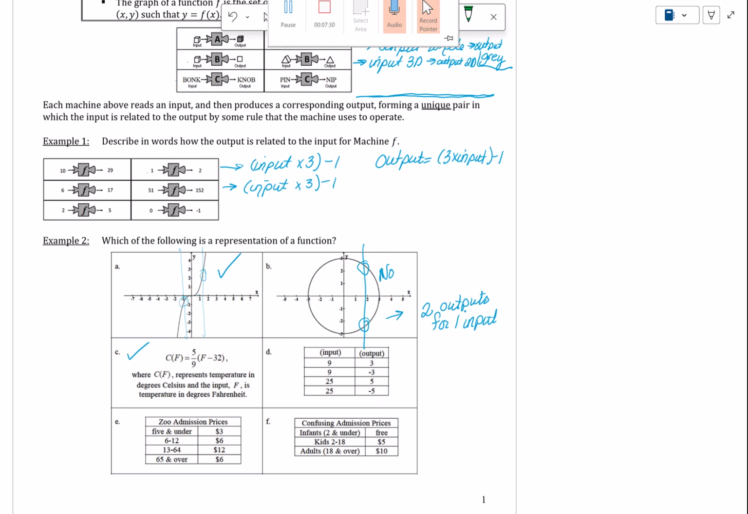Here we have our inputs. So notice we put 9 in twice, and they came out 2 different things. One time it came out a 3, and one time it came out a -3. So because the input 9 gave us 2 different outputs, that is not a function.